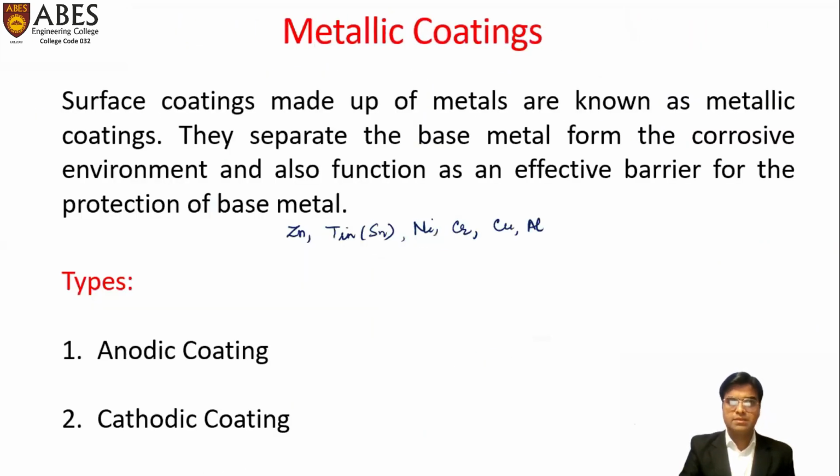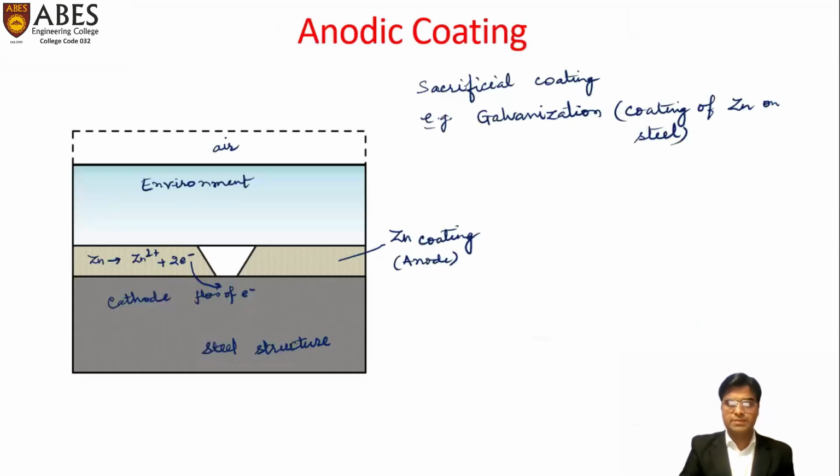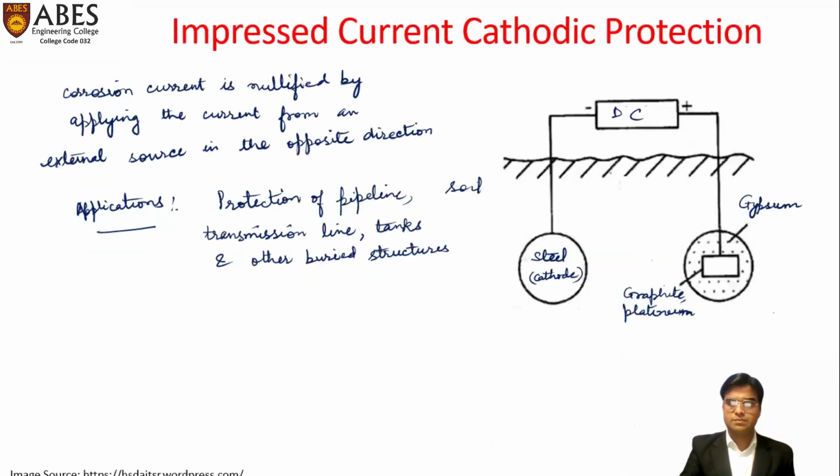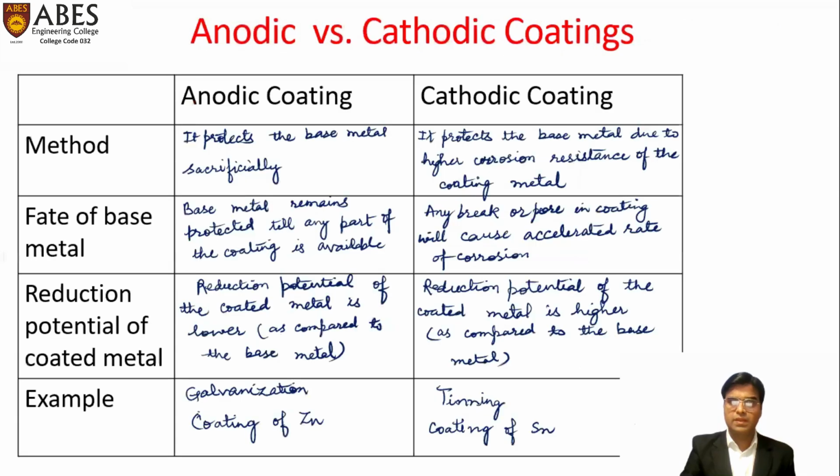this we can write. Surface coatings made up of metals are known as metallic coatings. They separate the base metal from the corrosive environment and also function as an effective barrier for the protection of base metal. It has two types, anodic coating and cathodic coating. The anodic coating has been discussed here, and the cathodic coating has also been discussed here. We can compare anodic and cathodic coating with the help of this table.